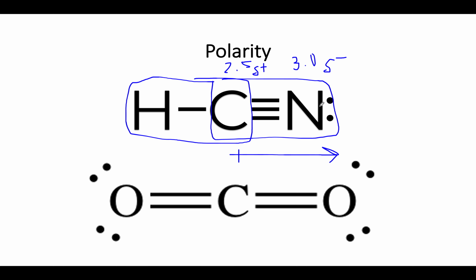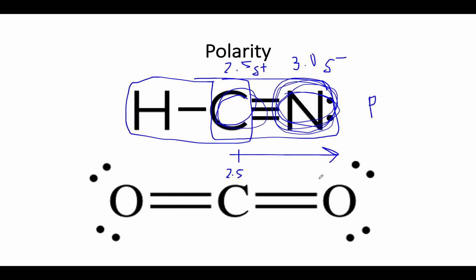So that means nitrogen's taking the electrons more, so we had more electron density around the nitrogen and less around the carbon. So this would be a polar molecule because there's a pull to the right, nothing happening to the left.